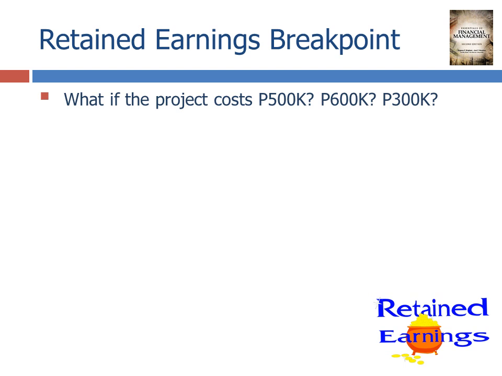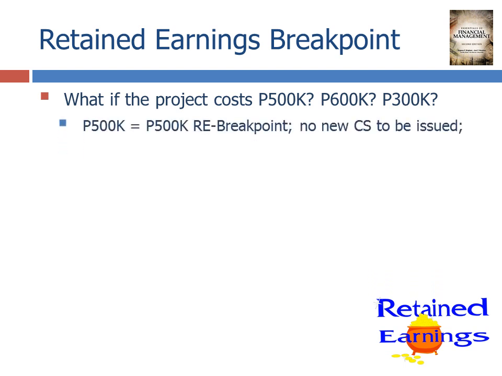What if the project costs 500,000? Okay, so how do we use the RE breakpoint? If we compare, it's the same. So it means that the 500,000 capital budget is within our RE breakpoint of 500,000. So no need to issue new common stock.